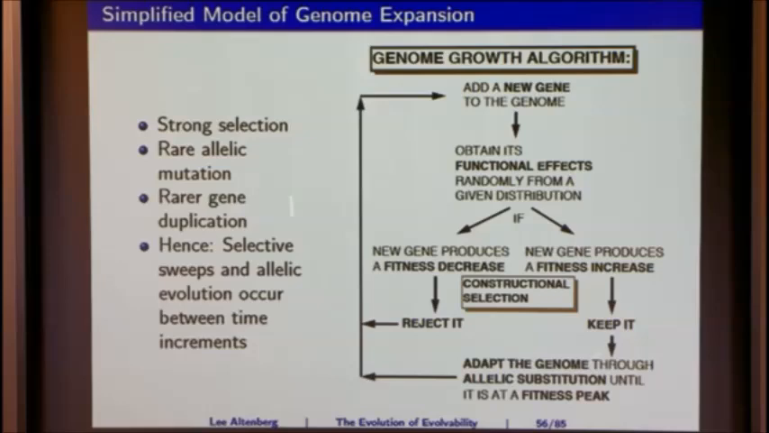So a lot of these samples that don't help fitness are simply tossed away, and you only keep the gene and its functional effects if it improves fitness immediately. So basically, these are the population assumptions that would justify this algorithm.